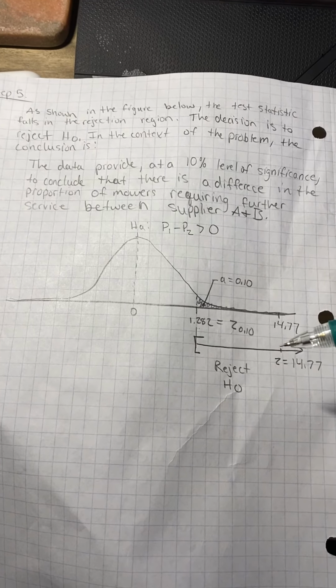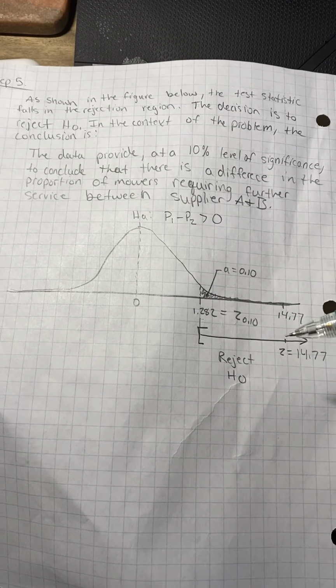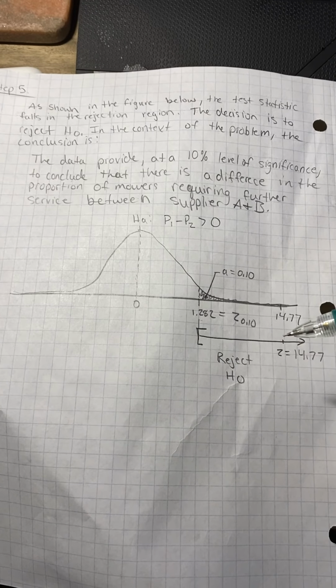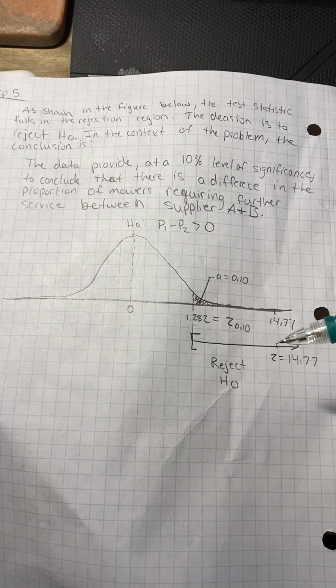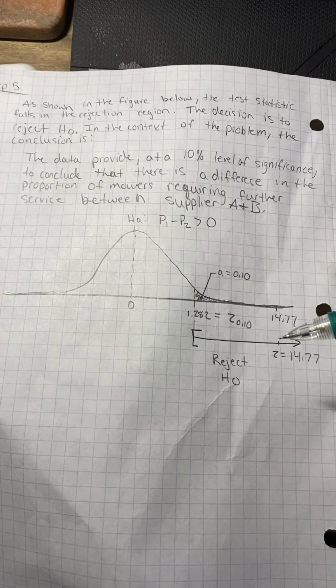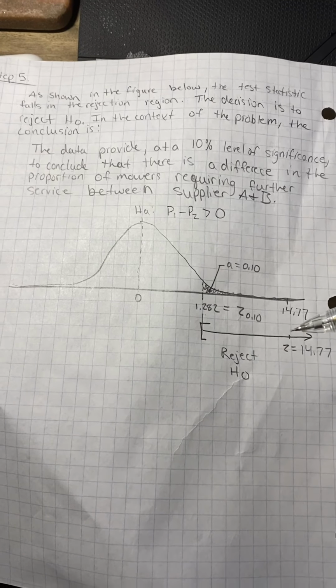In the context of the problem, the conclusion is the data provide sufficient evidence at a 10% level of significance to conclude that there is a difference in proportion of mowers requiring further service between suppliers A and B.